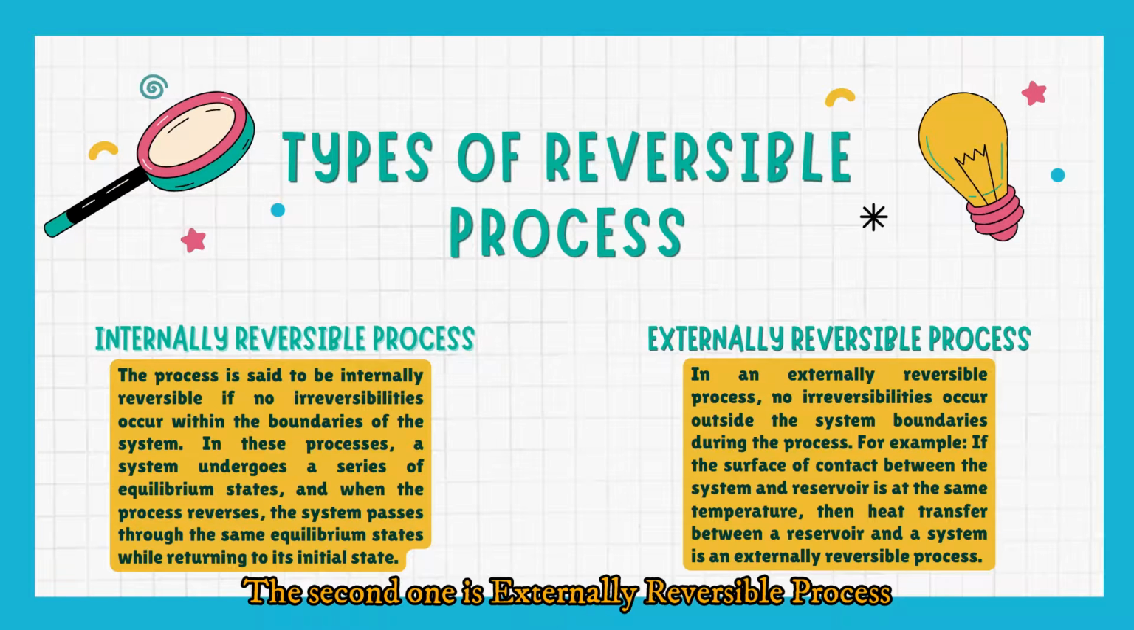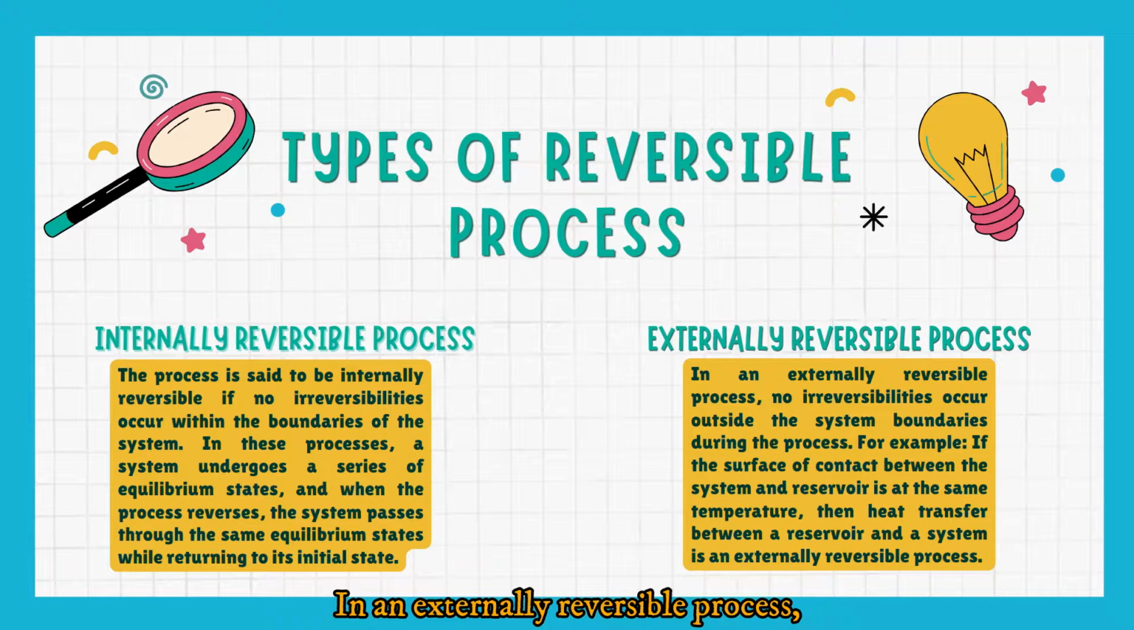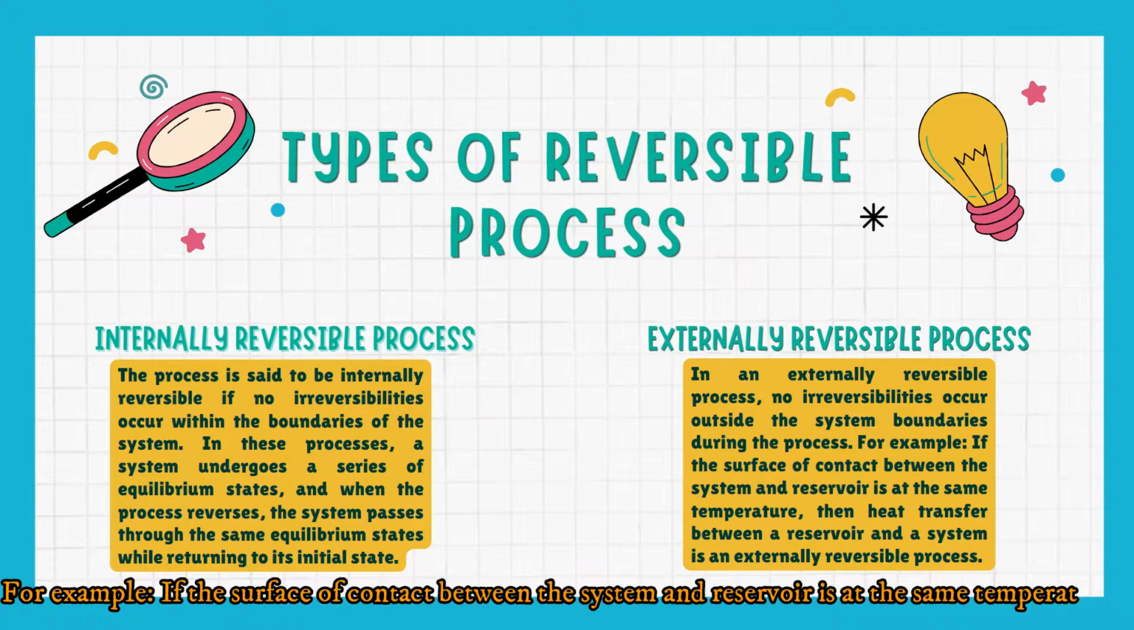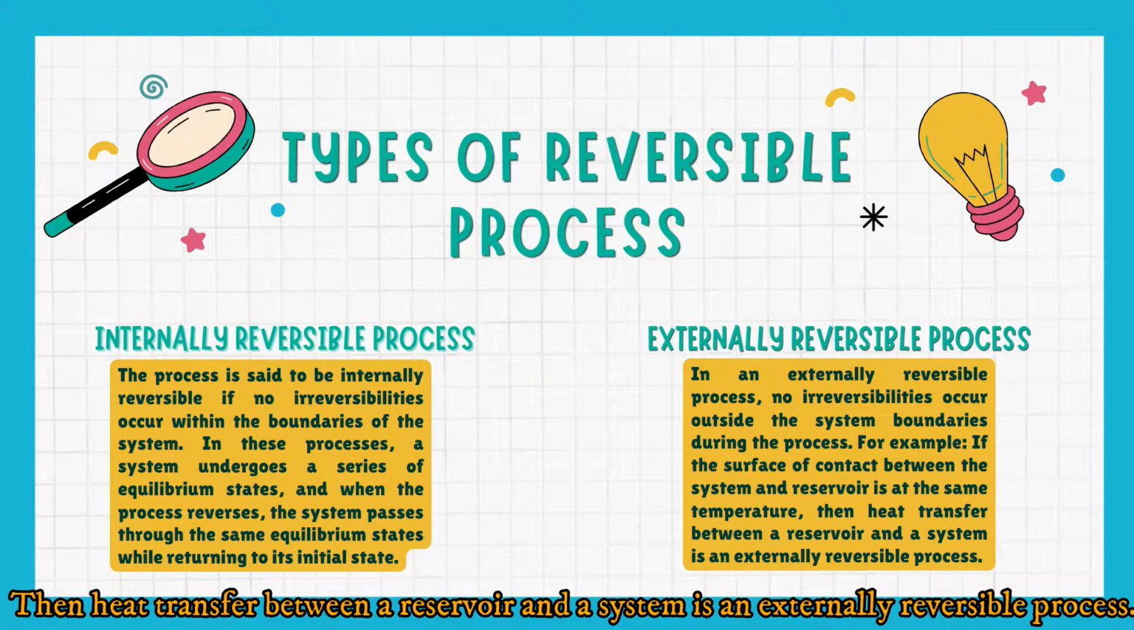The second one is the externally reversible process. In an externally reversible process, no irreversibilities occur outside the system boundaries during the process. For example, if the surface of contact between the system and reservoir is at the same temperature, then heat transfer between a reservoir and a system is an externally reversible process.